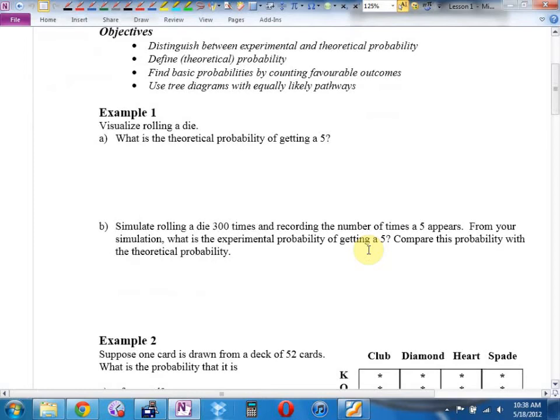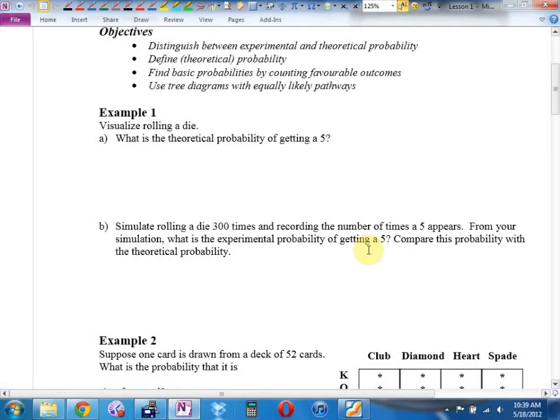Example 1 says, visualize rolling a die. By the way, 2 dice, 1 die. If you're doing the proper English, I will probably say 1 dice, but I will never type that, or almost never type that, because I can't type bad grammar. My English somewhere has to be more gooder.